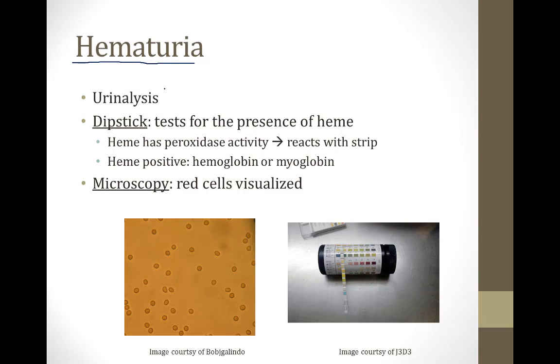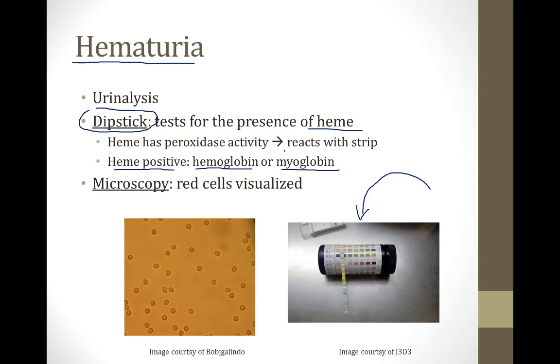There are 2 urine tests that are used to identify the presence of red cells in the urine. The first one is the urine dipstick test. The urine dipstick test involves taking a standard urine dipstick strip and dipping it in a sample of urine. It will detect a number of substances in the urine, including the presence of heme. Heme has peroxidase activity. It will react with the strip, so the dipstick test will be heme positive if there is either hemoglobin or myoglobin in the urine. Usually when this test is positive, it means there's blood in the urine.